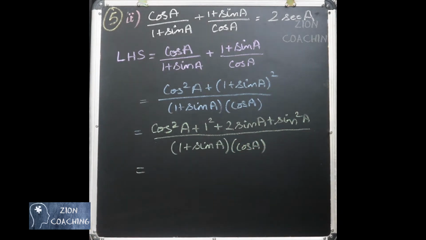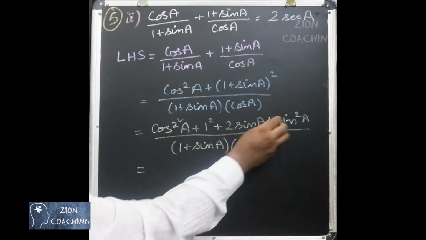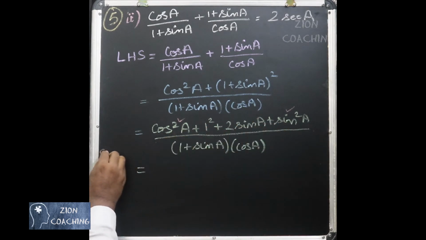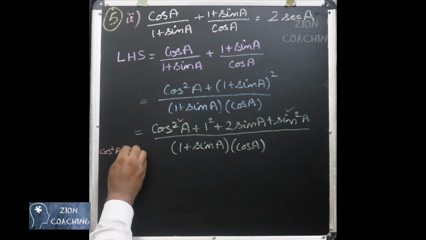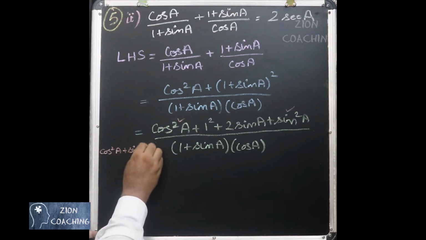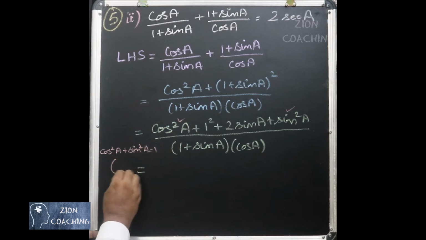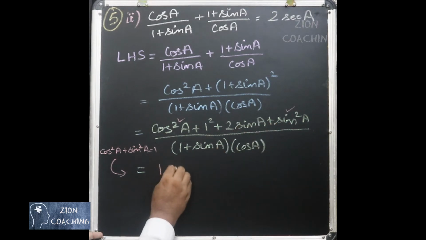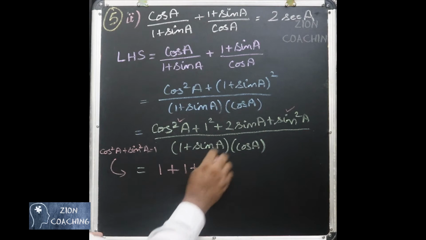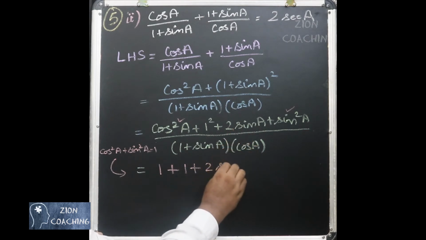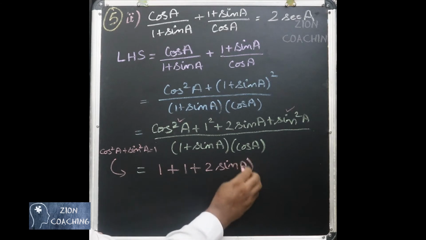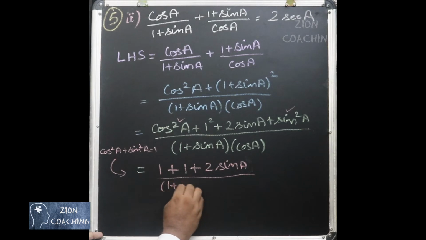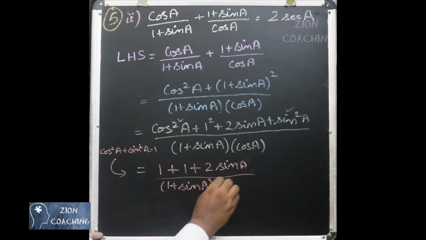Now you can see that we have cos squared A here and sin squared A here. We know that cos squared A plus sin squared A equal to 1. We are going to apply this here. Applying it, cos squared A plus sin squared A will become 1. 1 squared is 1. Then we have this 2 sin A, divided by (1 plus sin A) into cos A.